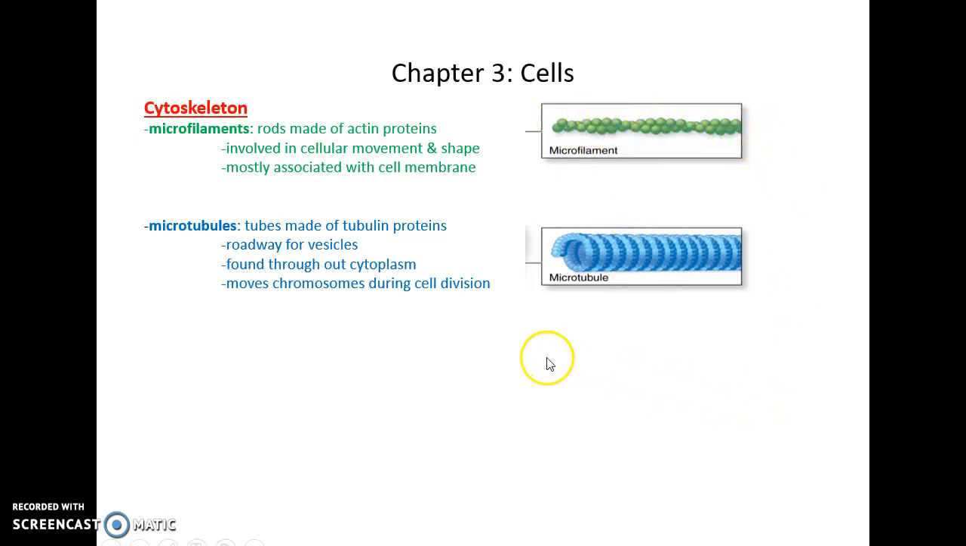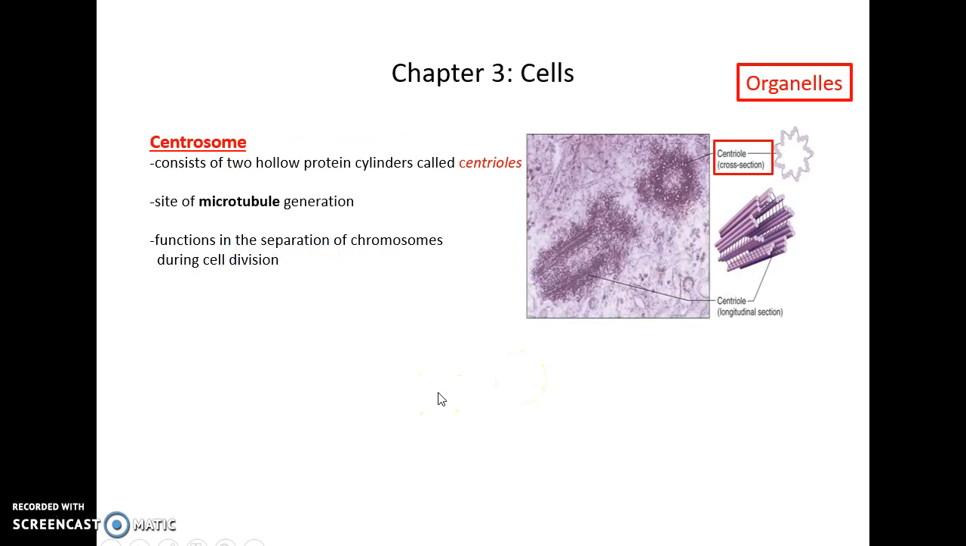They're often associated with the cell membrane and are involved in cell shape and movement. There are also microtubules, long chains of proteins that form a tube-like structure that is found throughout the cytoplasm and is often a roadway for vesicles or holds organelles in certain places, and also can be involved in moving chromosomes during cell division. Centrosome. Centrosome is an organelle that has no membrane, and it is where microtubules are produced.